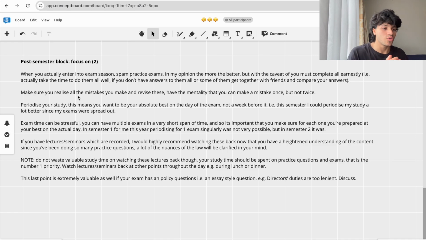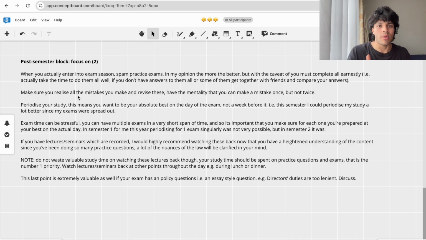Next thing, make sure you realize all the mistakes that you make and you revise these thoroughly. Because what a lot of people do is, say you make a mistake on the 20th of October and you've got your exam on the 28th of October. They'll do practice exams every day on the 20th, 21st, 22nd, 23rd, and so on. They'll do the exam on the 20th, then another on the 21st, then another on the 22nd, but they won't review any of the mistakes they made on the 20th or the 21st. Sure, they'll review them immediately after they do that exam, but they won't review them any further. And so by the time the 28th comes and they have their actual exam, they don't remember any of the mistakes they made.